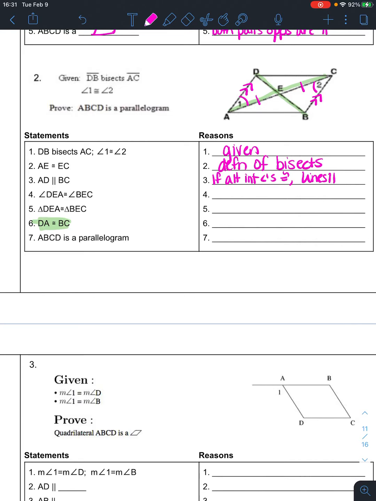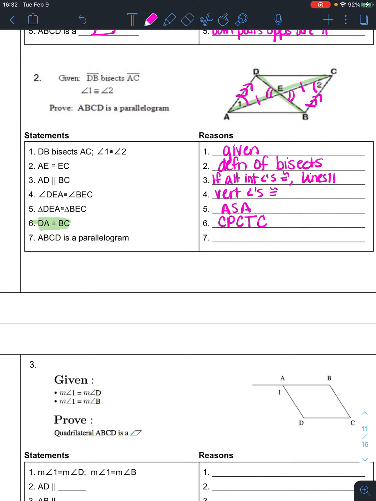So DEA is congruent to BEC. Well, why do I know that? Because those are vertical angles, and vertical angles are always congruent. So now I can say that triangle DEA is congruent to triangle BEC because ultimately I want to talk about the rest of the pieces. Well, I only need 3 pieces to prove the triangles are congruent. They're congruent because of angle, side, angle. Now, from there, I can say what I wanted to say was that DA is congruent to BC because of corresponding parts of congruent triangles are congruent, CPCTC.